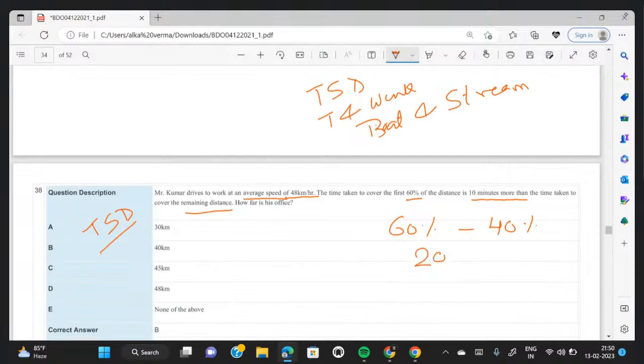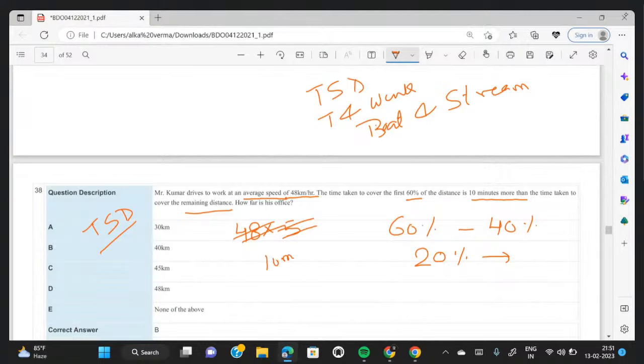So the difference is 20%. That 20% he is covering in these 10 minutes. That is why this is 10 minutes more, right? So the speed is 48 kilometers per hour, but this is in minutes. So we have to convert 48 kilometers per hour into meters per second. We will multiply it by, okay, let us not multiply it because the answer is in kilometers. No need to do that. So in that 20% distance, 10 minutes.